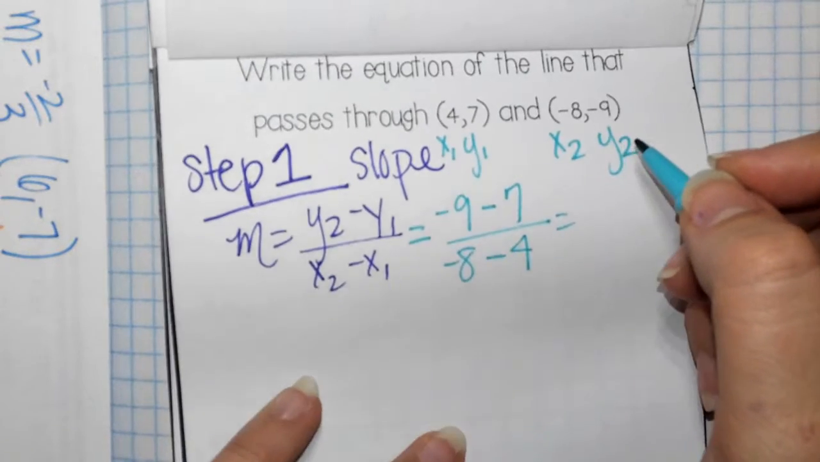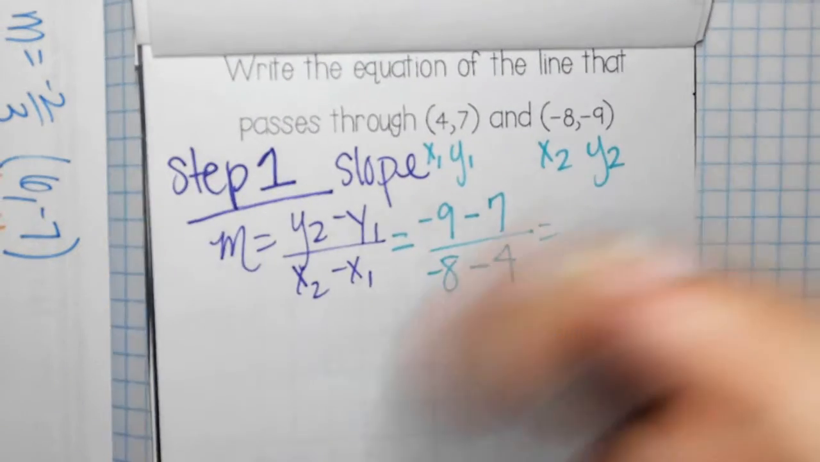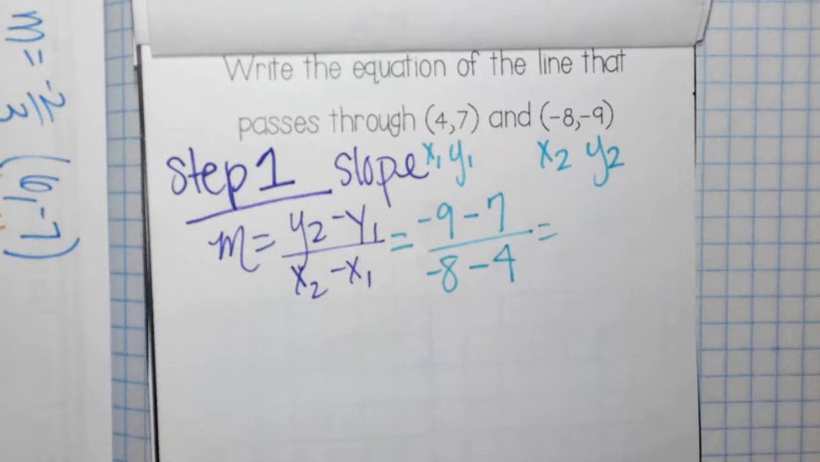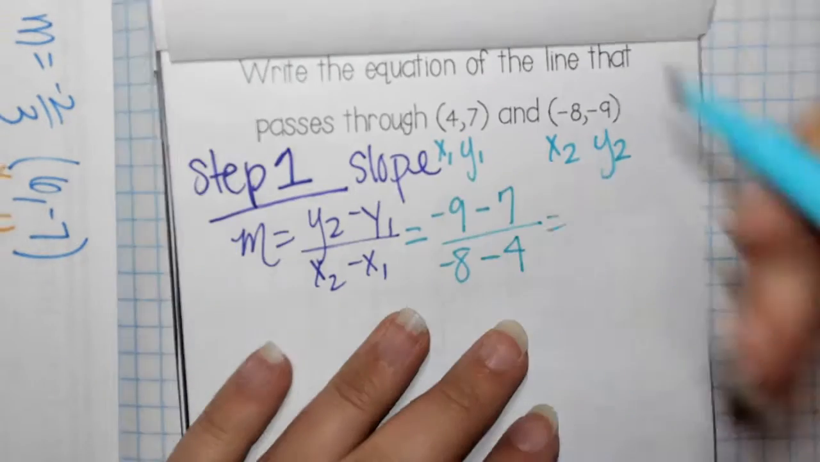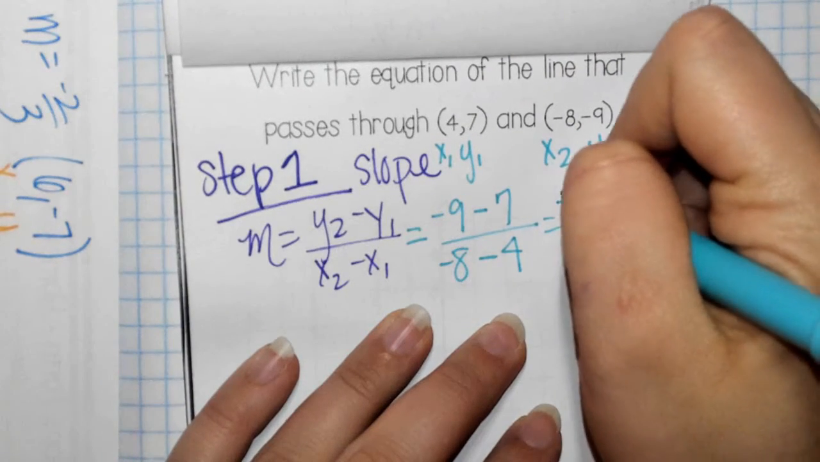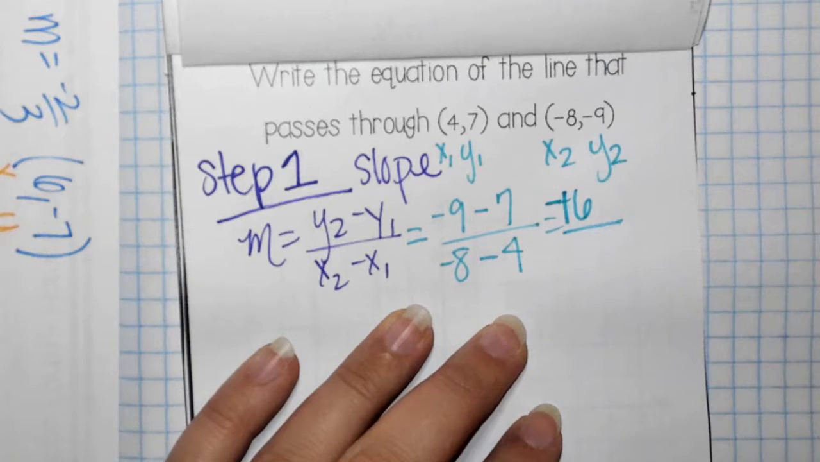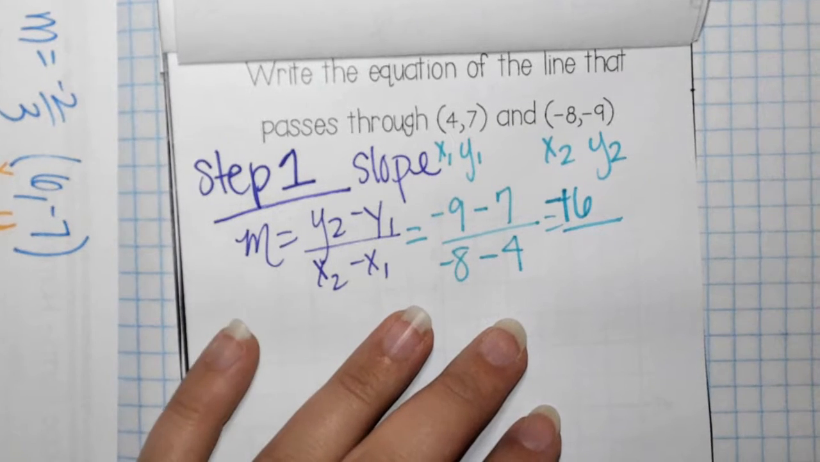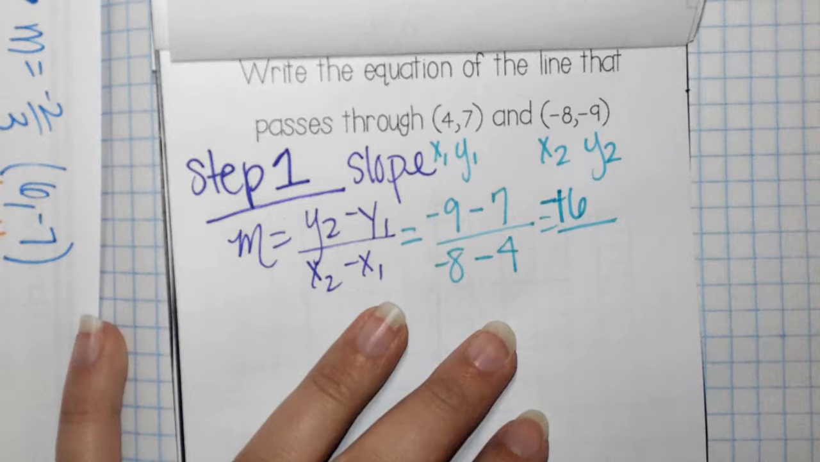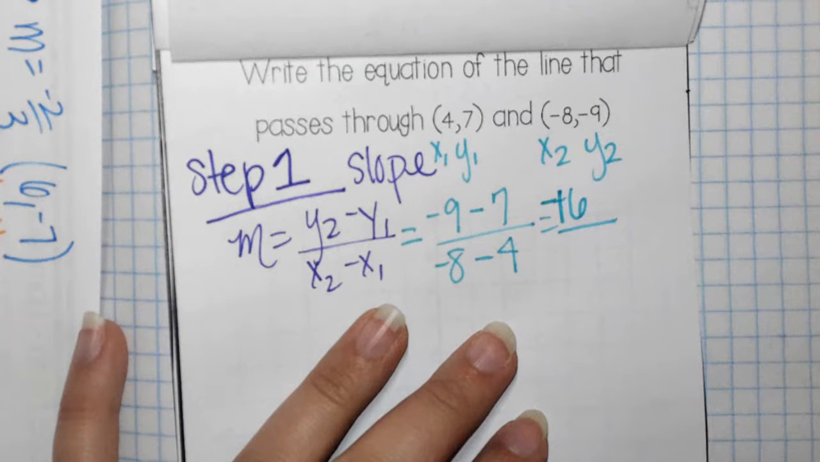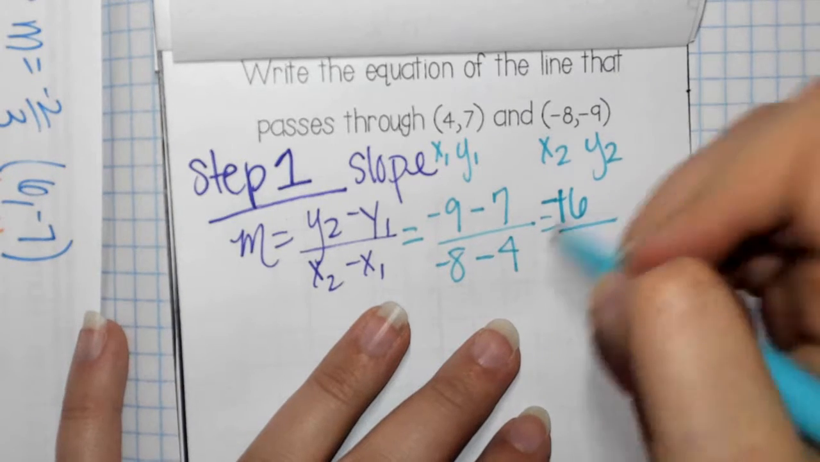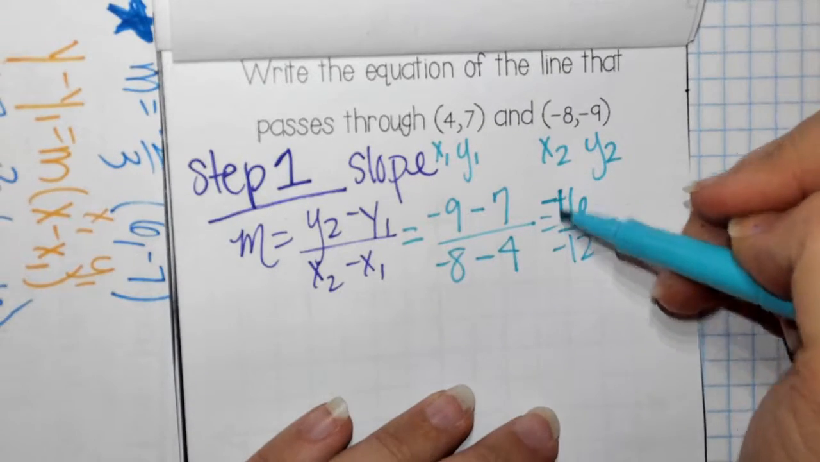Alright, what's negative 9 minus 7, Adam? Negative 9 minus 7. You owe me $9 and you borrow 7 more. How much money do you owe me? Negative 16. Alright, and what's negative 8 minus 4, Mackenzie? Negative 12. Beautiful. Alright, and now we have a negative divided by a negative.